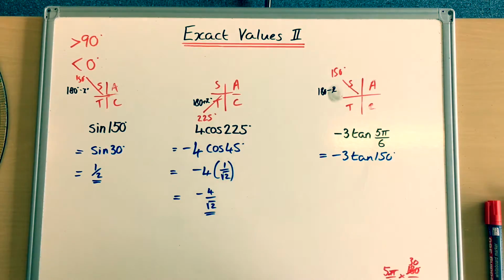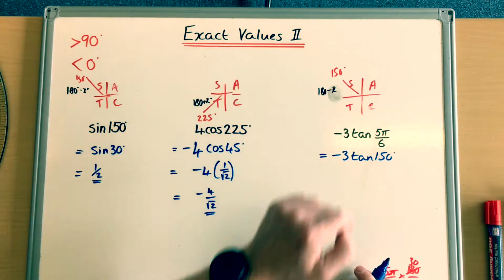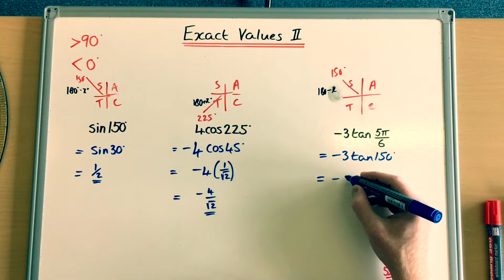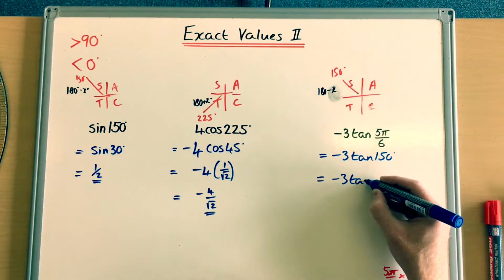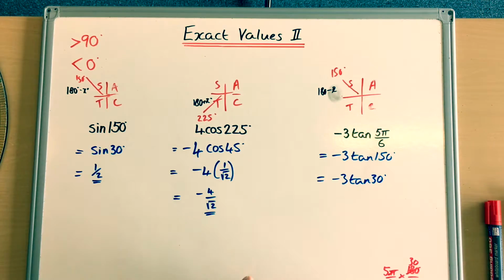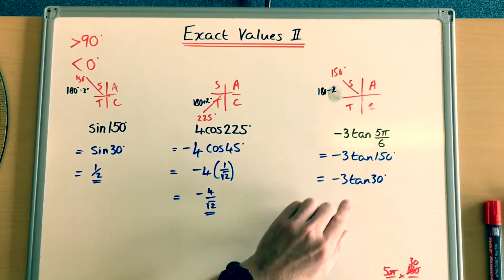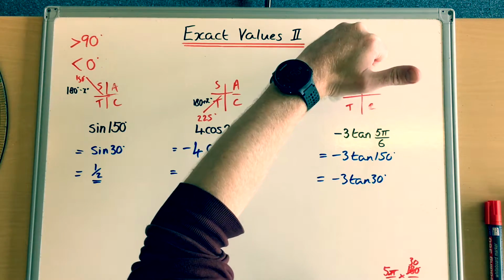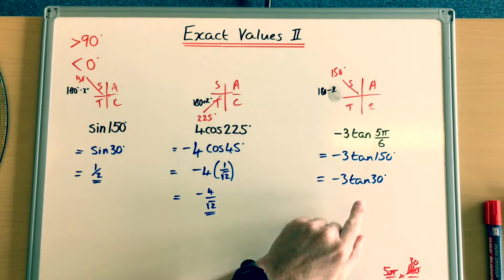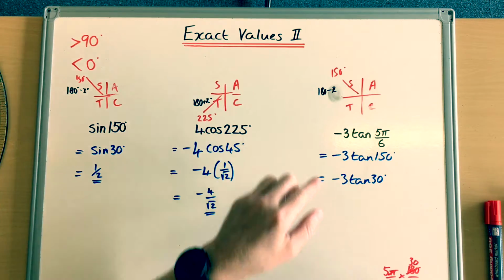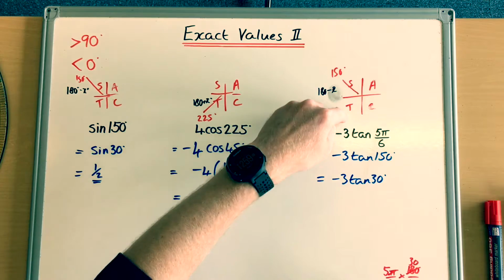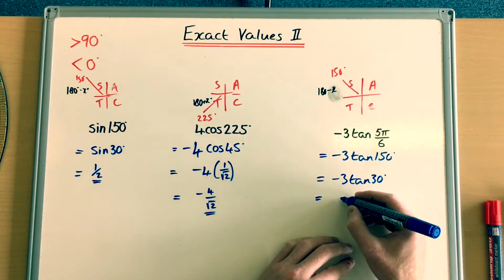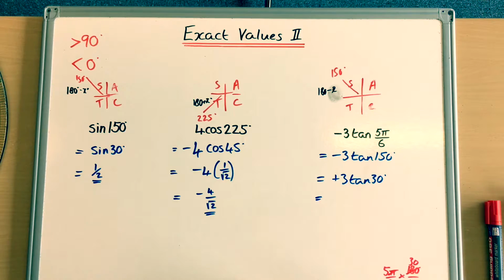So that means that in this case, 180 take away what is 150? The answer is 30. So this becomes minus 3 tan 30. What do I need to check? Well, I need to check that usual thing. Does my trig function agree with my quadrant? So my quadrant is sine and my trig function here is tan. If they don't agree, okay, tan's positive down here, not up here. So I need to flip the sign. So it was a negative, the sign's going to flip to become a positive, 3 tan 30.